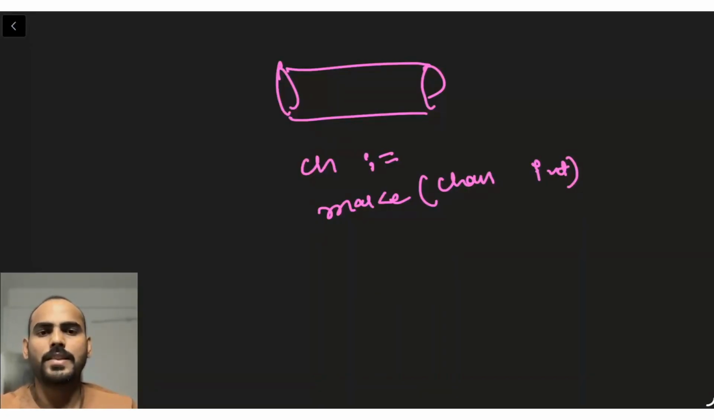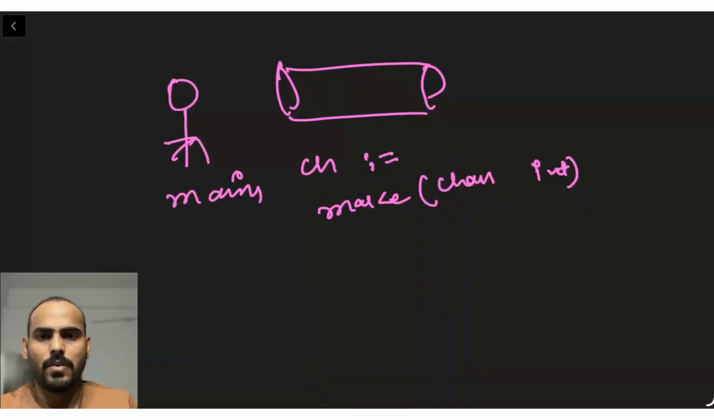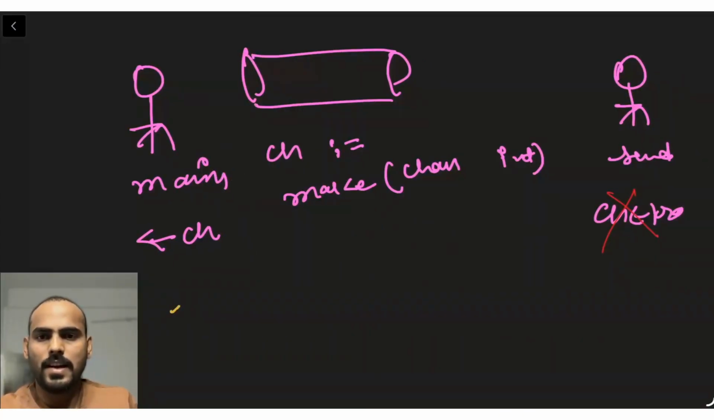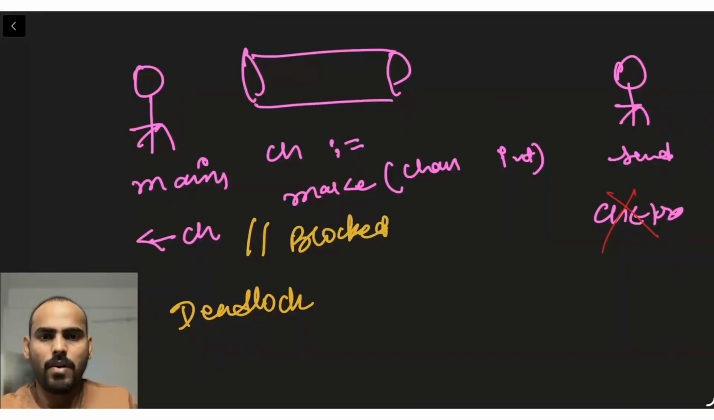In the first example we discussed where we had a deadlock, what was there? We had the main goroutine which was ready to receive the data, right? But the send goroutine was not sending the data. So this we had commented it out, right? So what happened in this case? A deadlock was reported. Why? Because this main goroutine was blocked here waiting for someone to send the data, right?